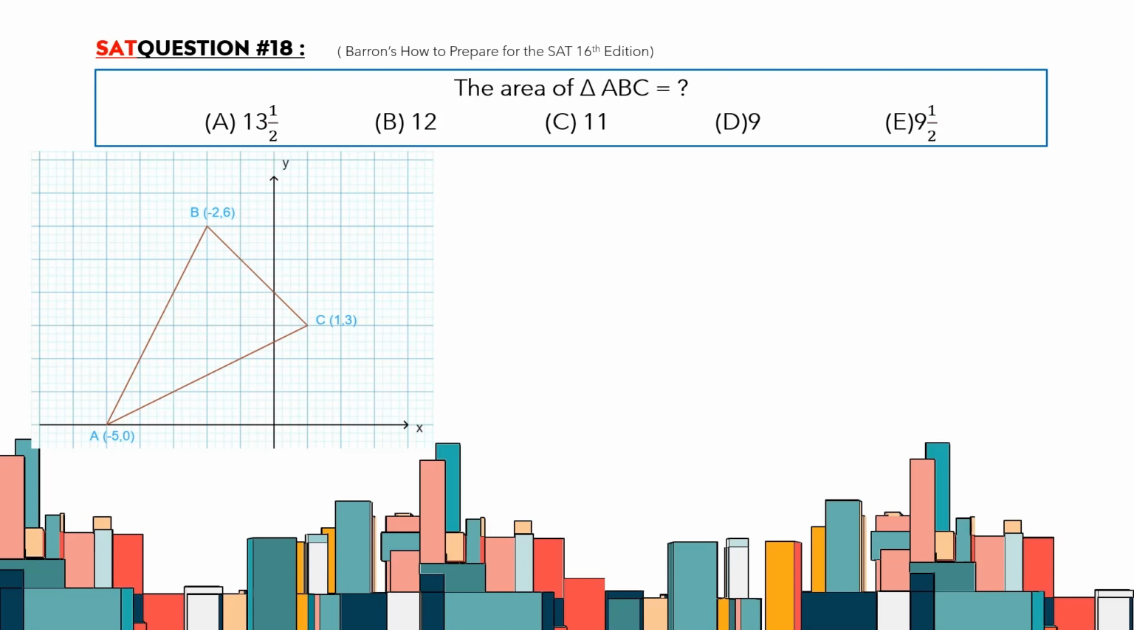Find the area of the triangle ABC. So we know that to find the area of the triangle, we need a height. The area of the triangle is 1/2 the height multiplied by the base. The height and the base are perpendicular to each other.